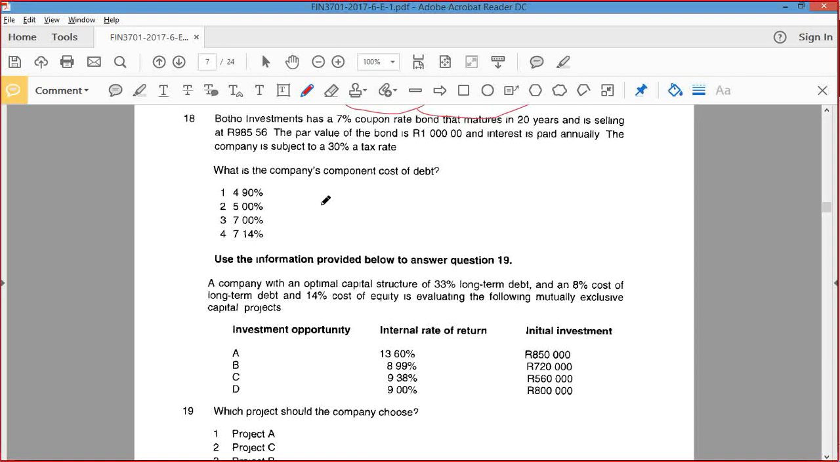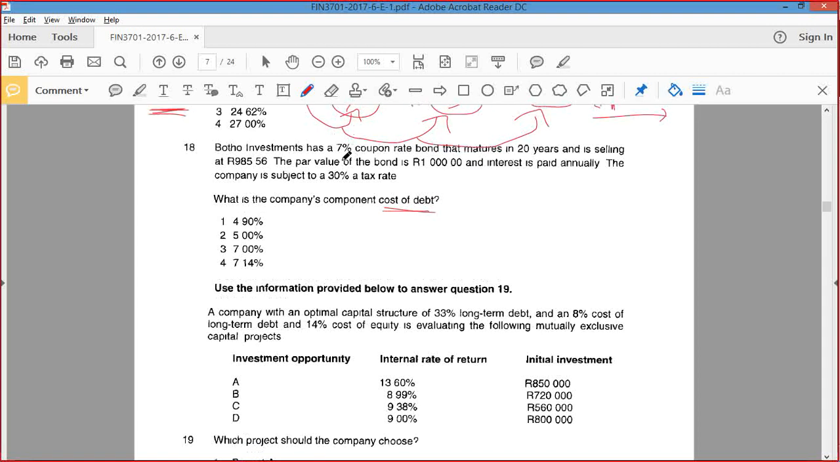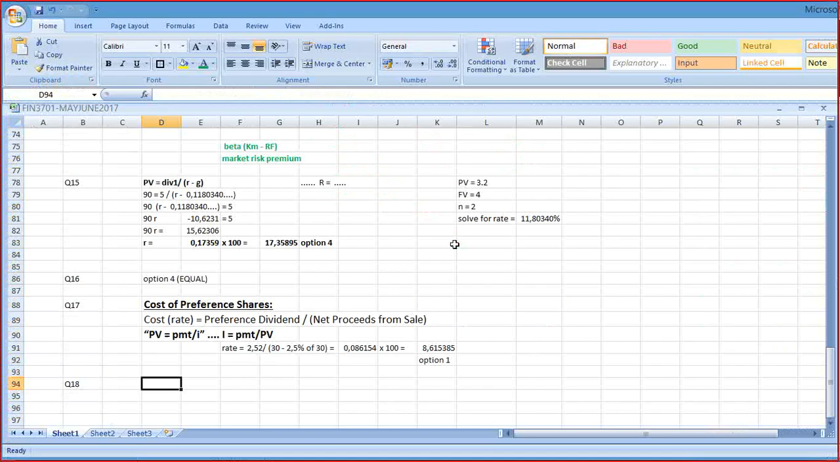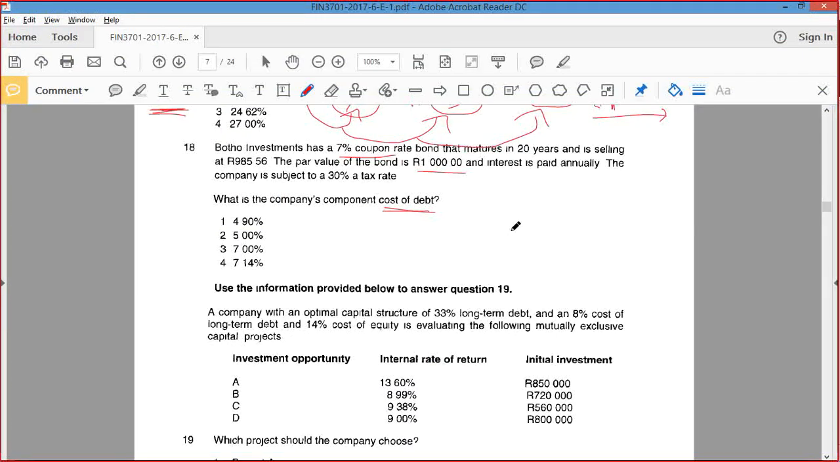All right, B Investments has a 7% coupon, matures in 20 years, selling at its par value of 1,000. This is something you would have worked out in FIN3701, the cost of bonds, debt. So all I'm going to do is identify values here. A 7% coupon is 7% of 1,000. That's the payment, PMT, and we also need the PV, the I, and the N, which is 20 years.